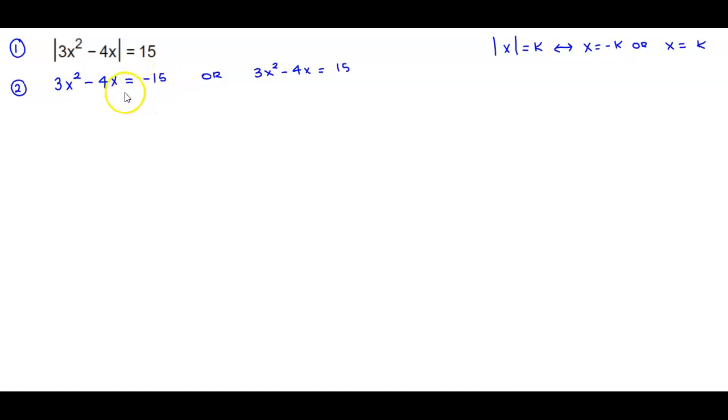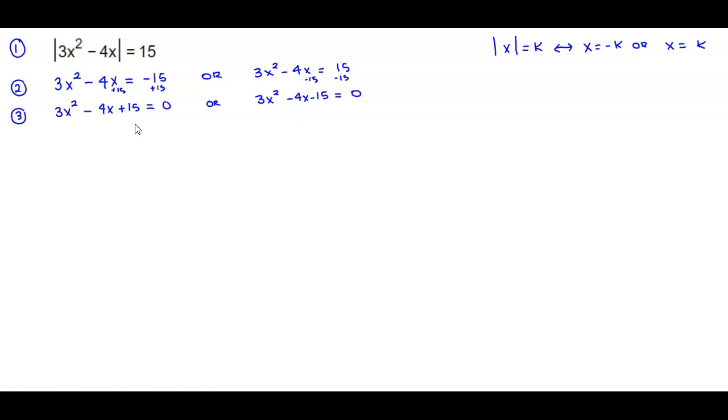Okay, so now we need to write this out in quadratic form. So we're going to add the 15 to both sides. In this case, we get 3x squared minus 4x plus 15, which is equal to 0. Or we have 3x squared minus 4x, and here we're subtracting 15 from both sides, and that's equal to 0.